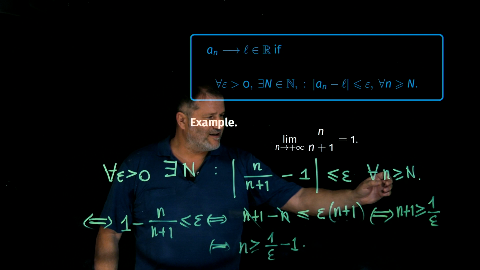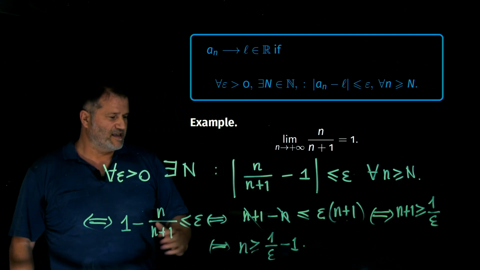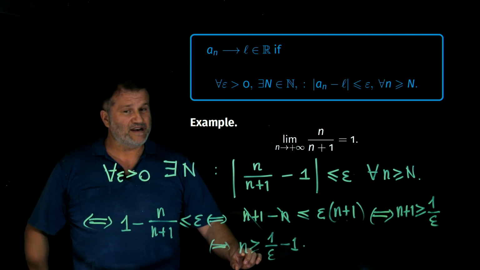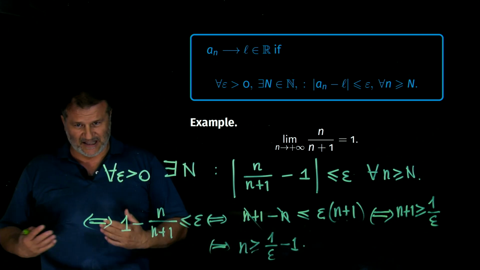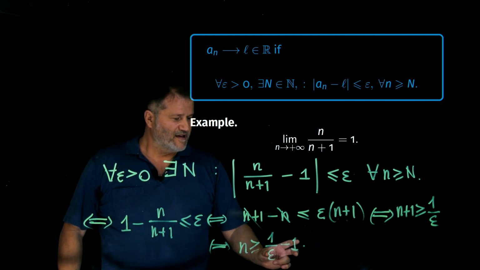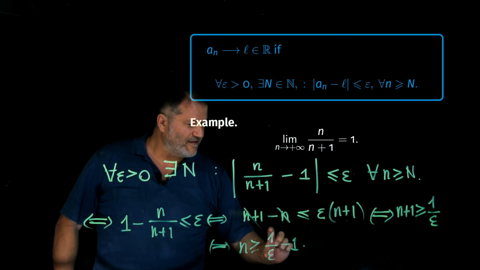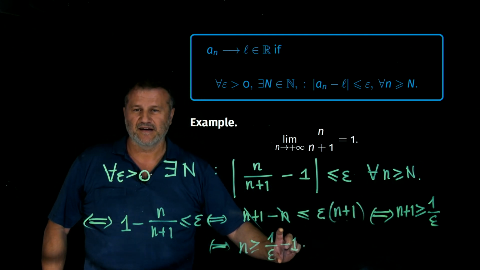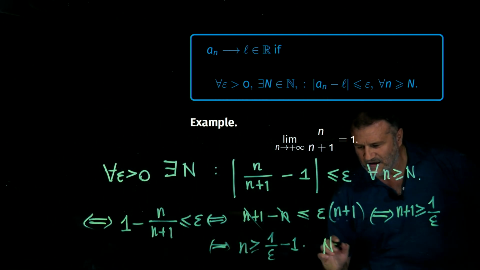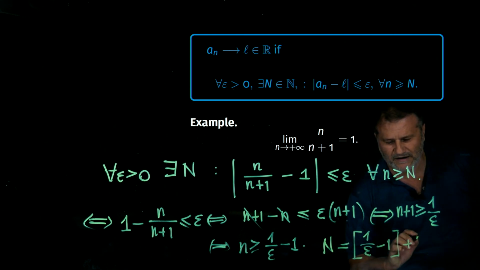Now, can we say that all n larger than some capital N are solutions of this, which is equivalent to this? Yes, because if this number is less than 0, negative, we can say that all naturals will be greater than this because they are positive. So we could take as capital N just 0, and it would be true. If this number is positive, we could take as capital N the first natural after this number, which is the integer part of this number just plus 1. So the capital N would be the integer part of 1 over epsilon minus 1, plus 1.